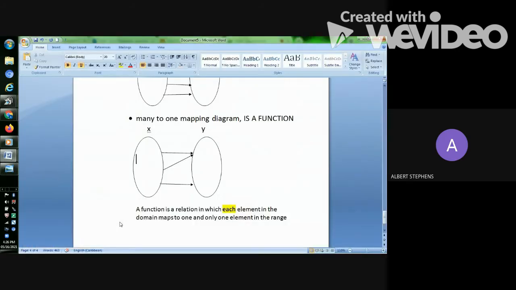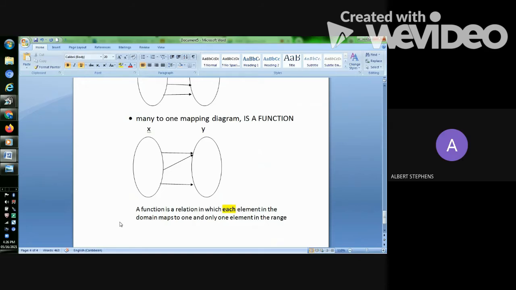Yes, Audrey, you're saying? Yes, sir. It can be more than one on the range, but in the domain it should be only one. Only one something can come from the domain. So that's what the difference is.